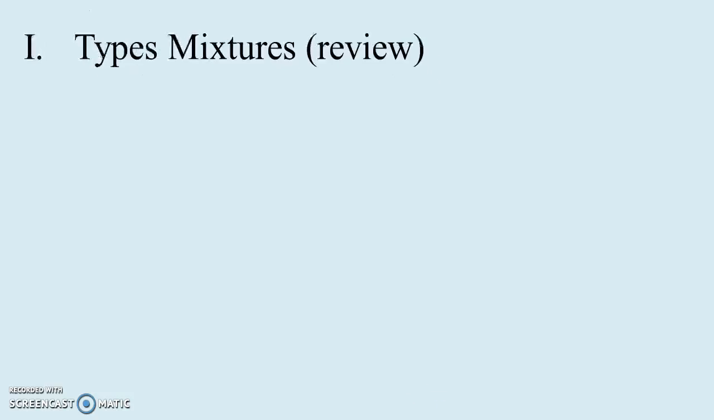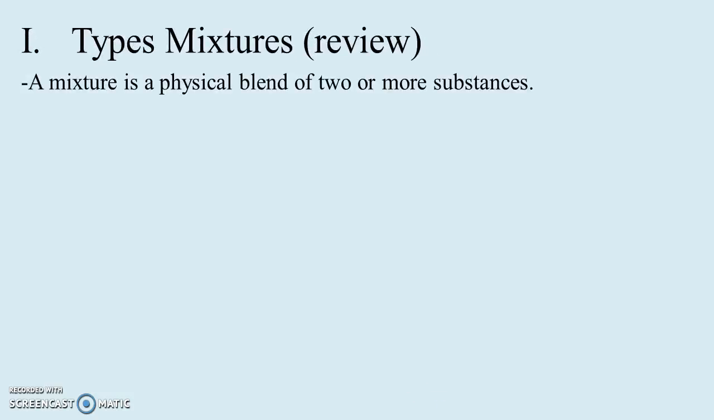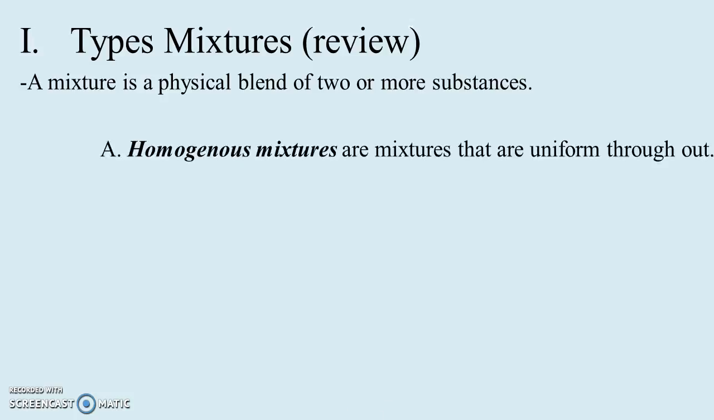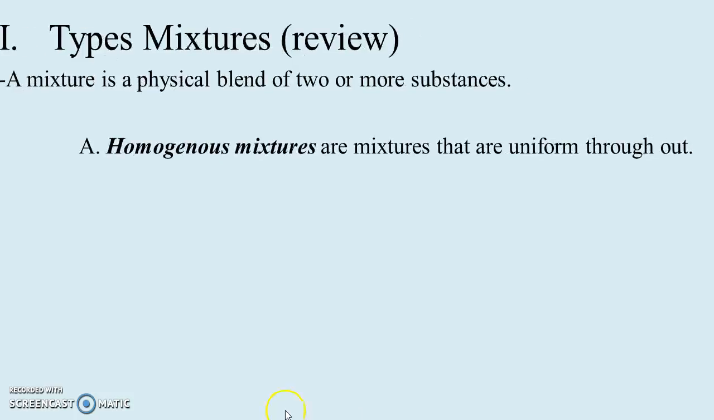So let's start. Solution is a type of mixture. So we're going to review the types of mixtures. The definition for a mixture is a physical blend of two or more substances. Physical means they can be separated. So it's not a chemical change they're undergoing, they're just physically blended together. Two types of mixtures: homogeneous, homo meaning the same, so mixtures that are uniform. And a solution is an example of a homogeneous mixture.